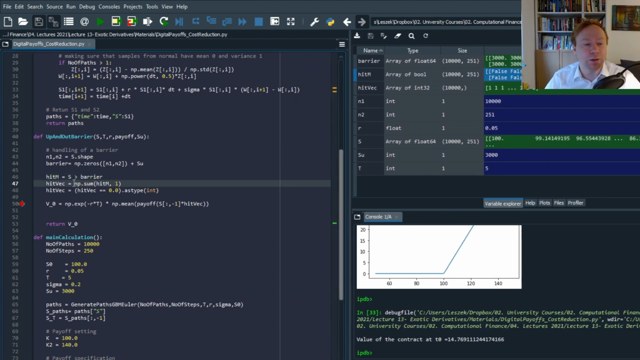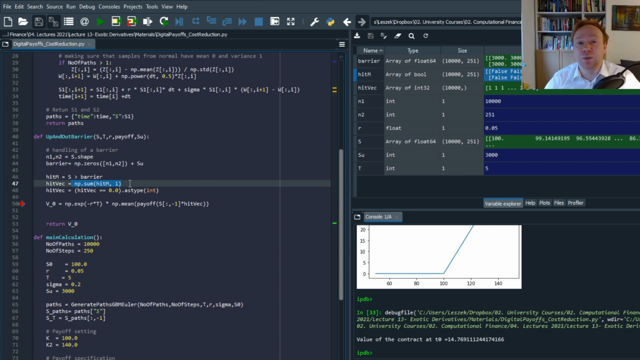So in the second line here, what we do is summation over all the rows. You remember each row of matrix hit M corresponds to a path. So for each row, we do a summation of all the entries across the columns, right? And because the output of this matrix hit M is 0 and 1, since it's Boolean, if the summation is bigger than 0, this means that the barrier was hit somewhere by the path, right?